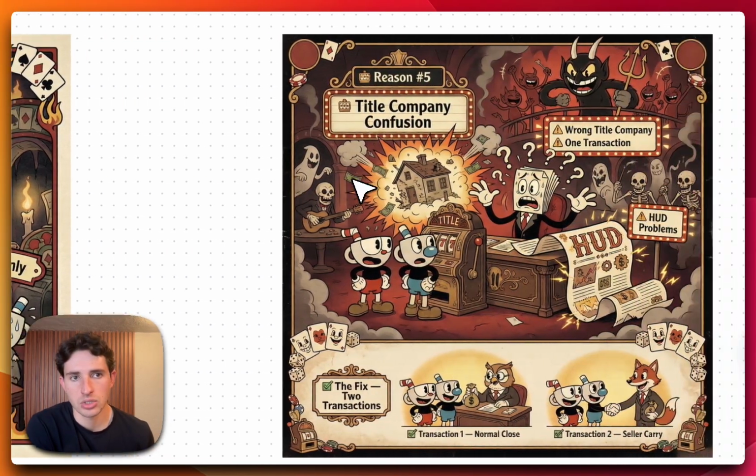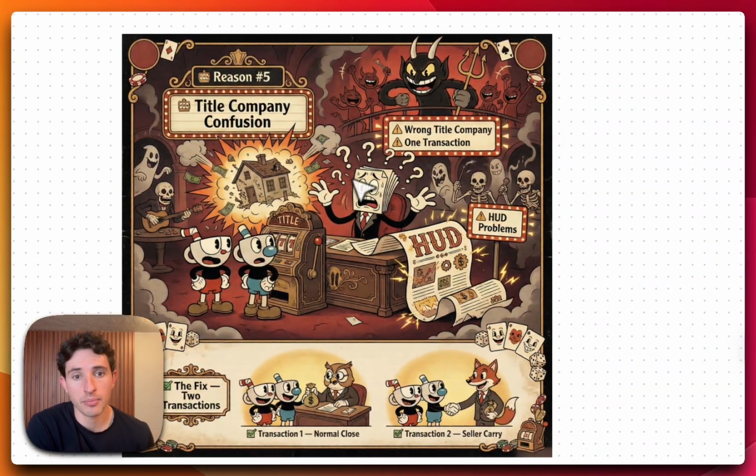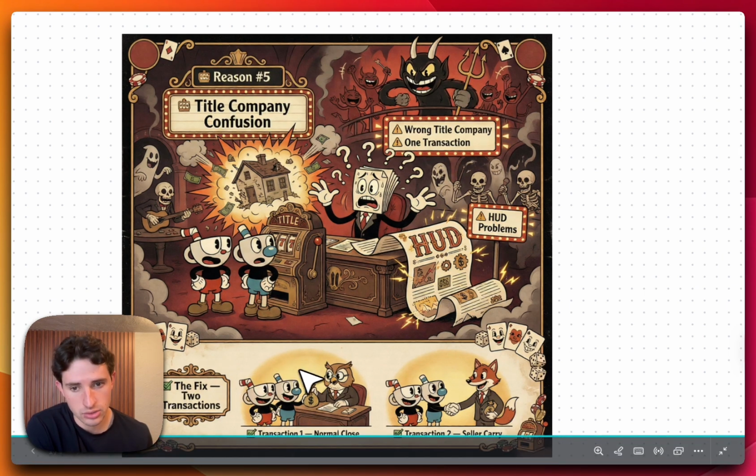Okay. Reason number 5, title company confusion. So let me read just the infographic here. Wrong title company, 1 transaction, hot problems. The fix, 2 transactions.